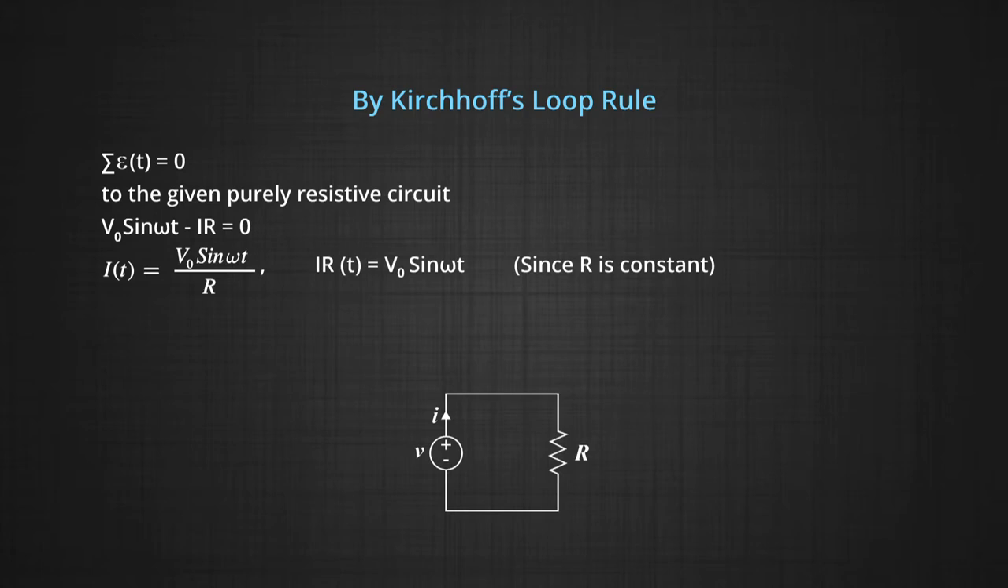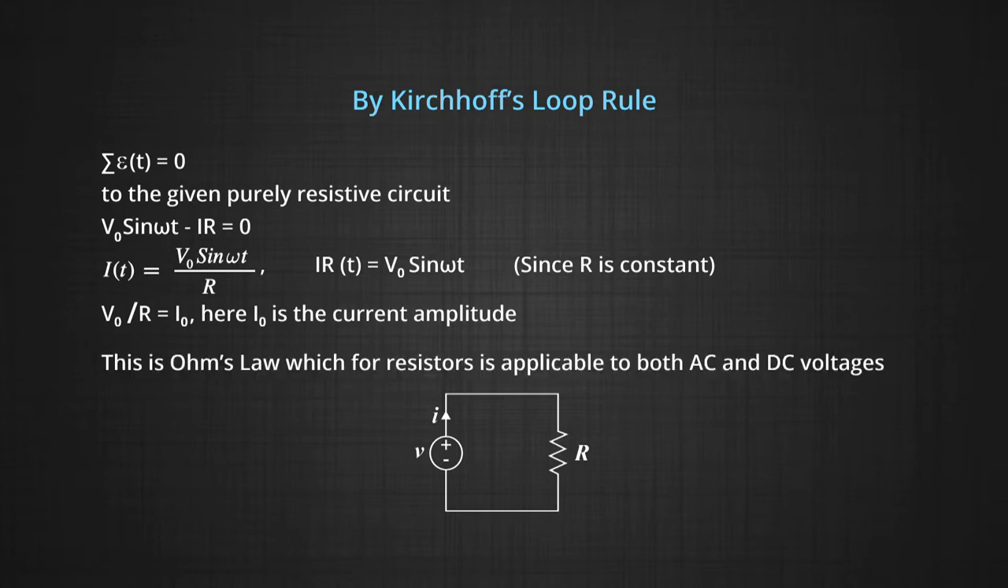Here r is constant, which is resistance. That is, V naught divided by r is equal to I naught. Here I naught is current amplitude or peak value. That is Ohm's law, which for the resistor is applicable for both AC and DC voltage.